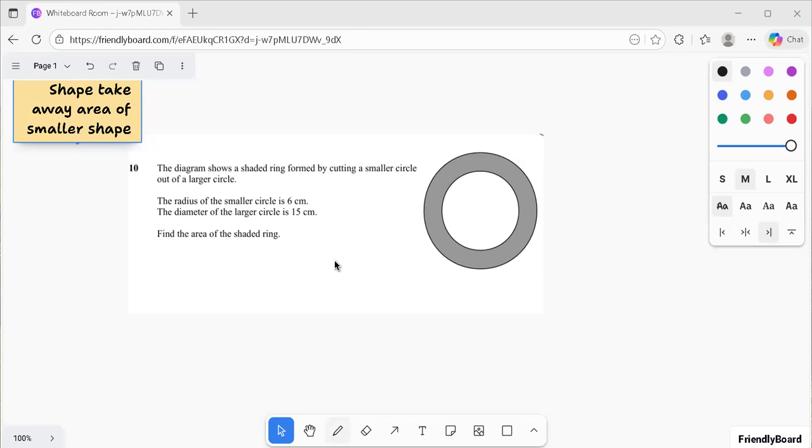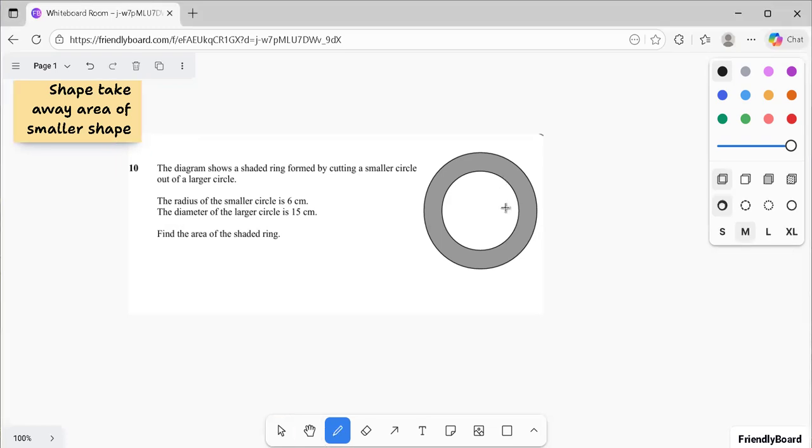So what I then do is I like to draw. What they are saying is that the smaller circle is the one that is inside this one. That's the smaller circle. They're saying the radius of that smaller circle is 6 centimeters.